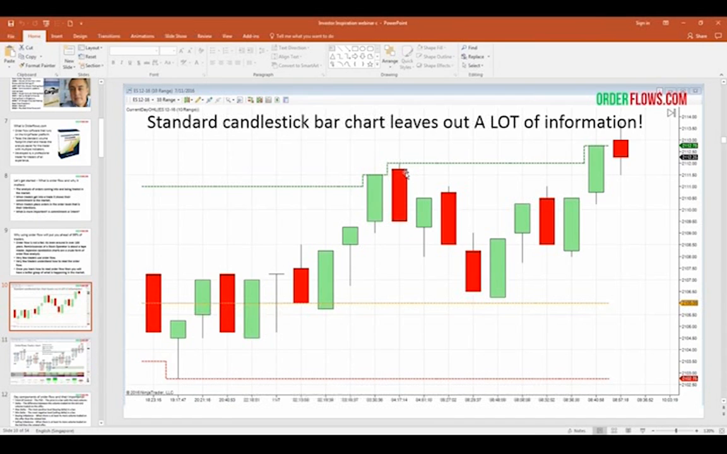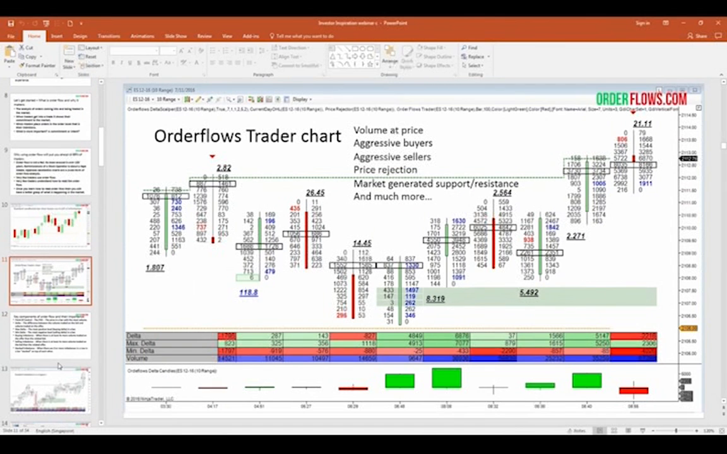They've got a lot of fancy names, engulfing patterns, morning stars, hammers, etc., that make it a lot more interesting and colorful. But beyond that, it leaves out a lot of information. Now again, this is the order flow trader generated chart, and you can see the volume that's traded at price. You can see whether buyers are aggressive. You can see areas where you have price rejection. You can see market generated support, like this green area, and a lot of other information. You can see bars, points of control, the area in the bar that has the most volume. There's a lot of information that you're just leaving on the table.